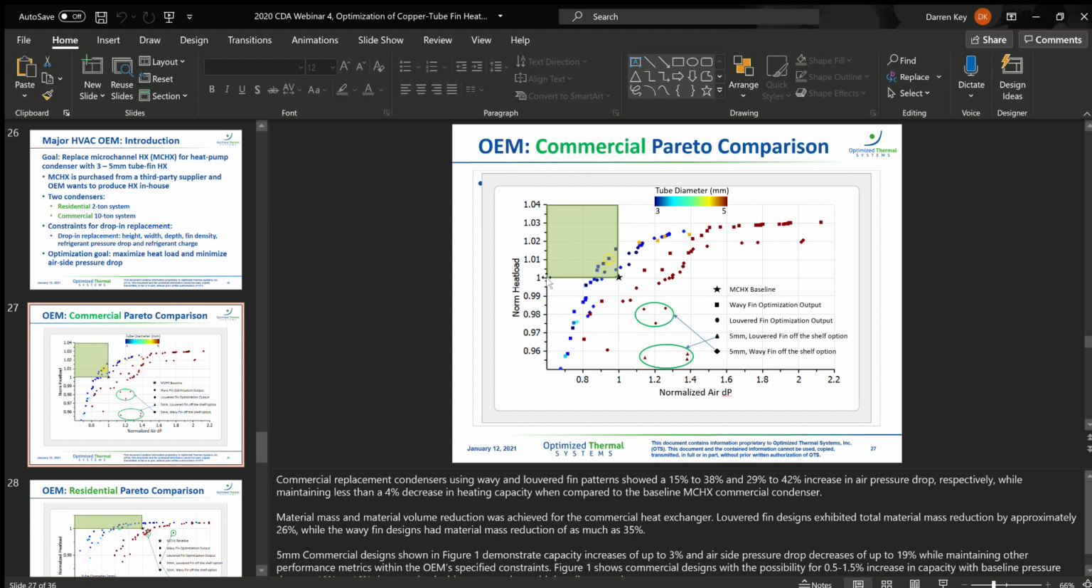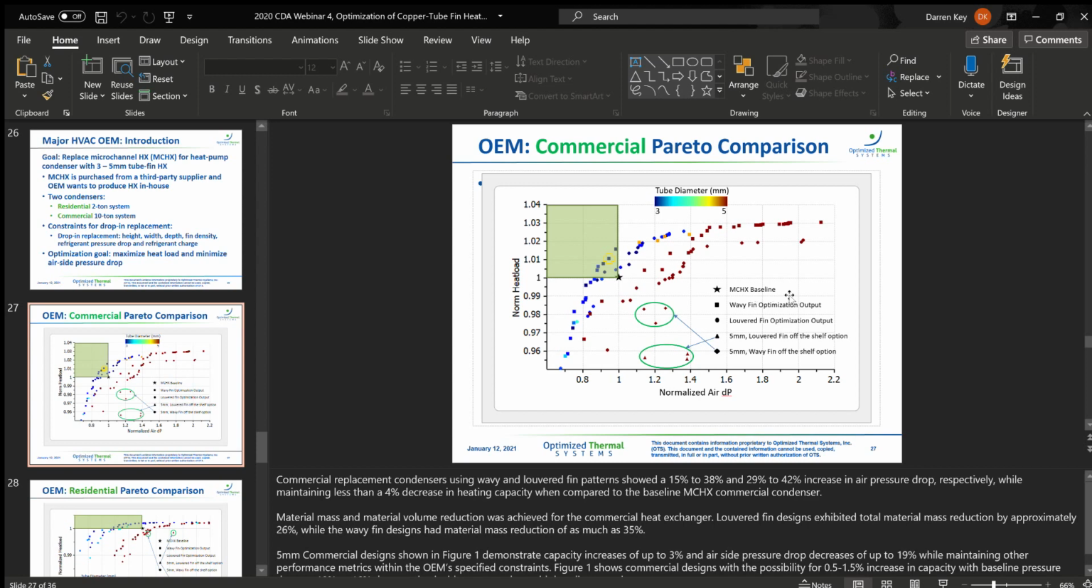And as you can see, the range in the heat load on the y-axis is pretty small. So heat capacity wise, these off-the-shelf fin designs are pretty close to that microchannel heat exchanger. Not quite as good, but pretty darn close. There's a little bit of a penalty on the airside pressure drop, but depending on how they're actually going to be using the system, this may or may not be acceptable to them.